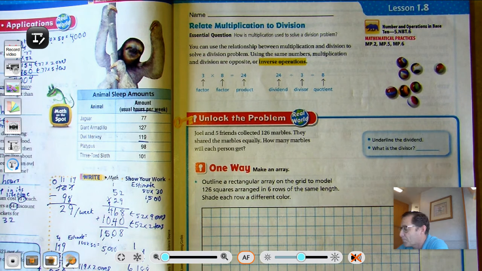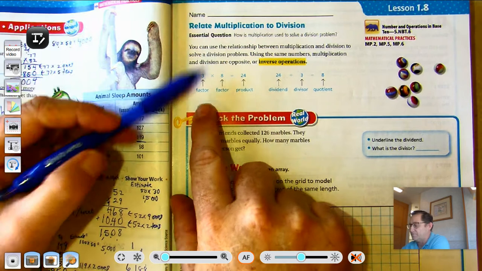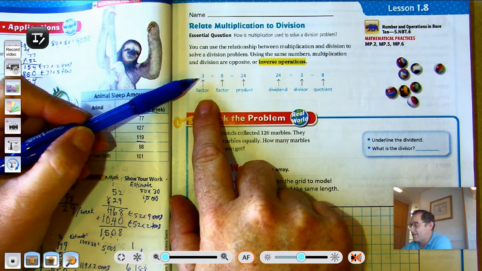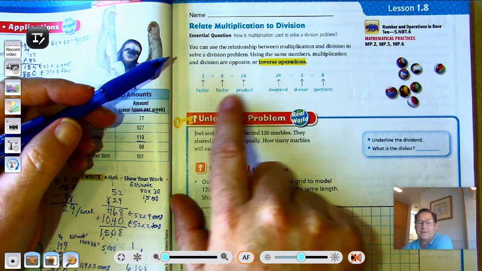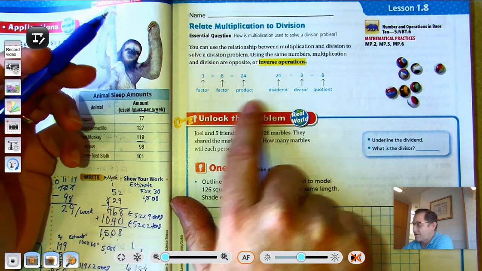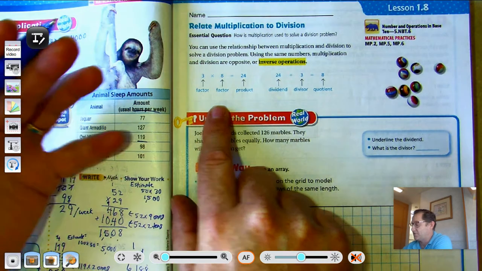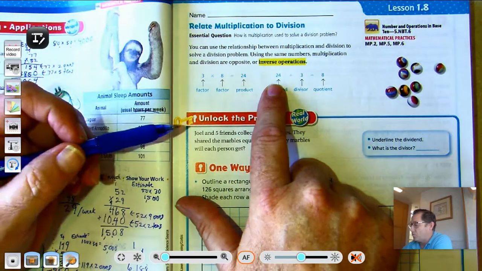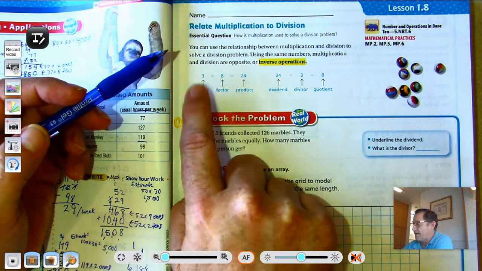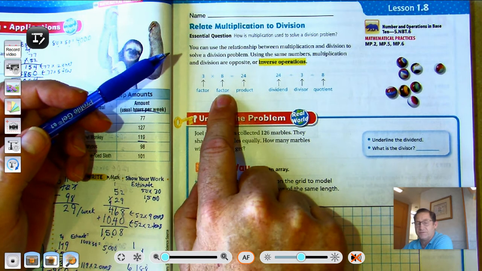Okay, well, you can use the relationship between multiplication and division to solve a division problem. Using the same numbers, multiplication and division are opposite or inverse operations. And so on a simple basis, 3 times 8, those are the factors that give us the product 24. But if I use those same numbers, I can actually create a division problem, right? 24 divided by 3 gives me the quotient 8.